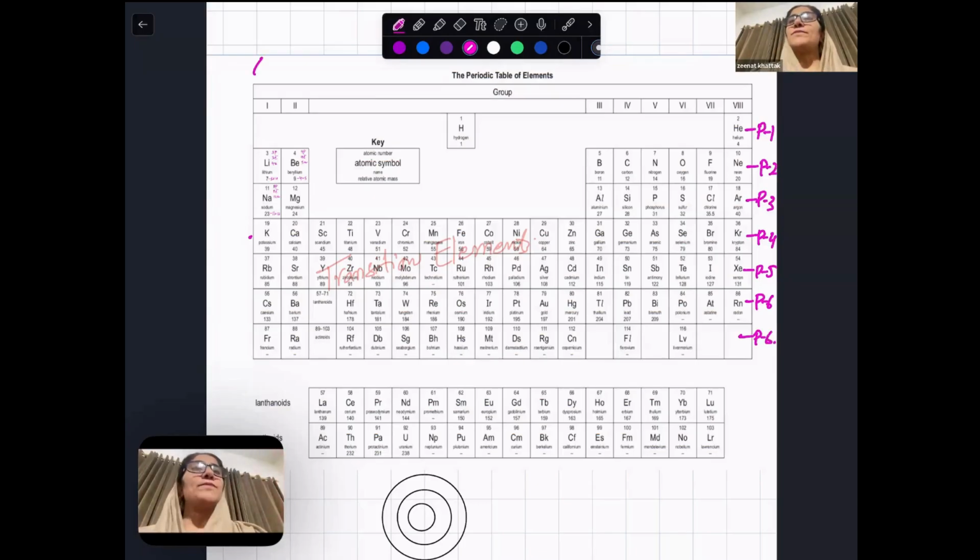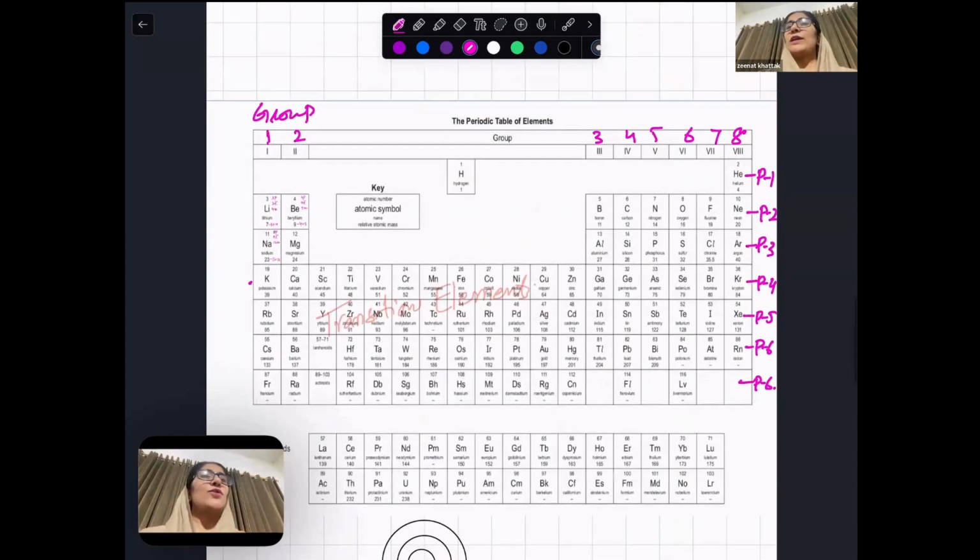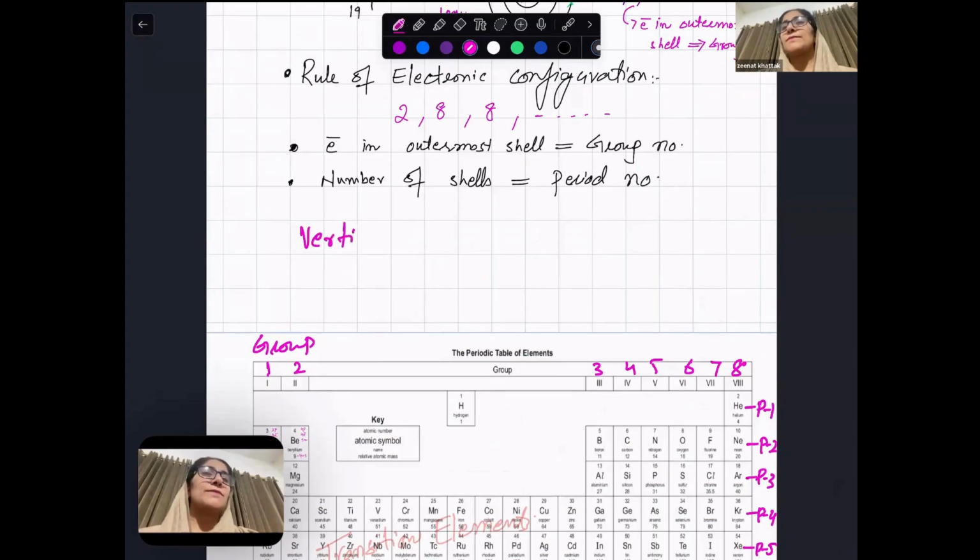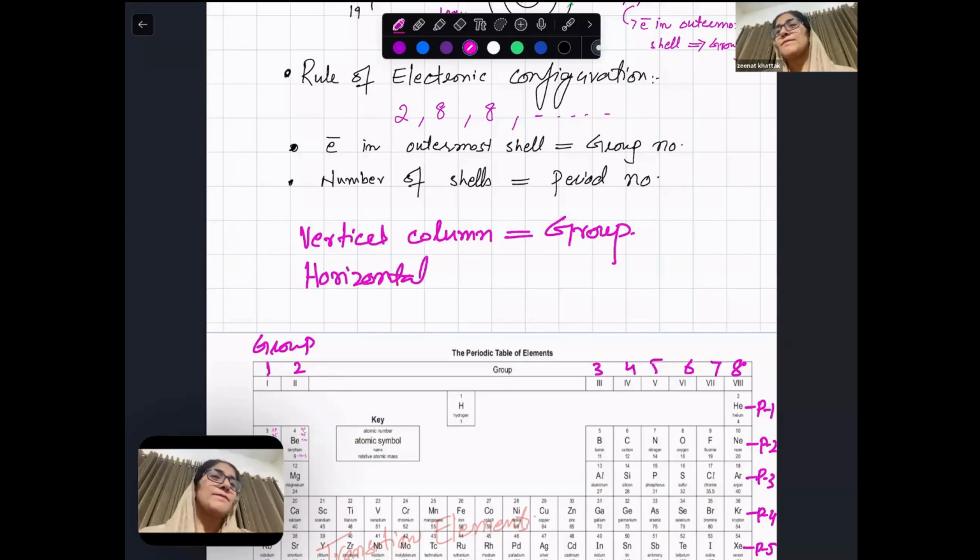And these are called groups. Group 1, group 2, group 3, group 4, 5, 6, 7, 8. So, vertical columns are groups, and horizontal rows are periods.